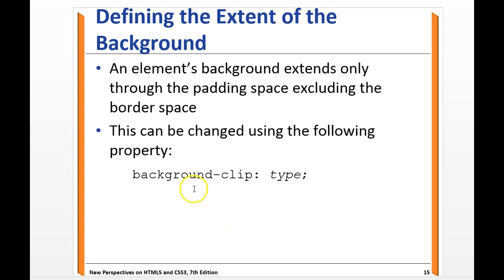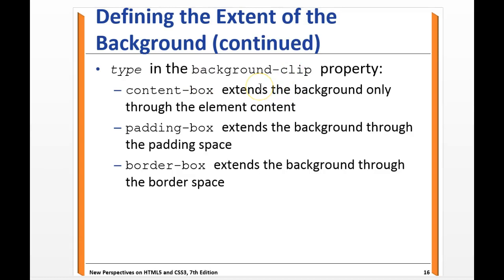So again, we can put background dash clip colon and then the type. The type in the background clip could be content box, padding box, or border box. The content box means extend the background only through the element content. The padding box extends the background through the padding box, and the border box extends the background through the border space. So you can put the type in there by using the background clip property.